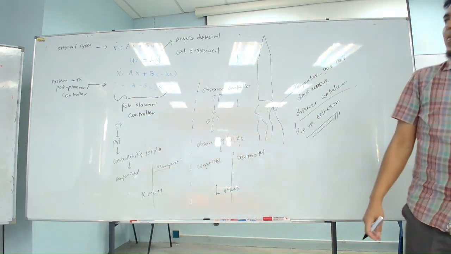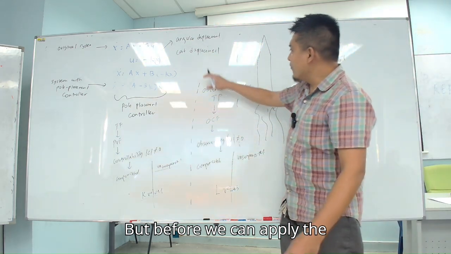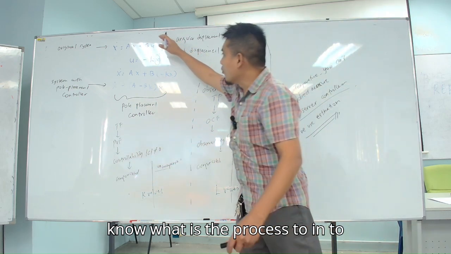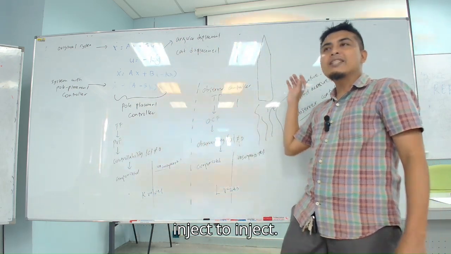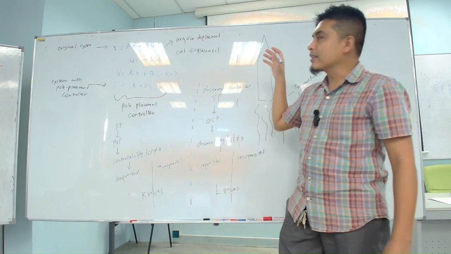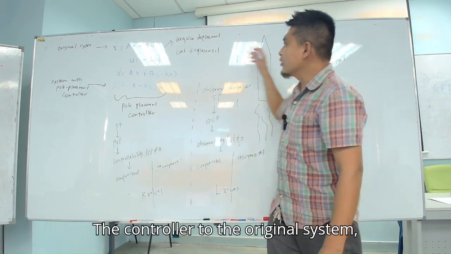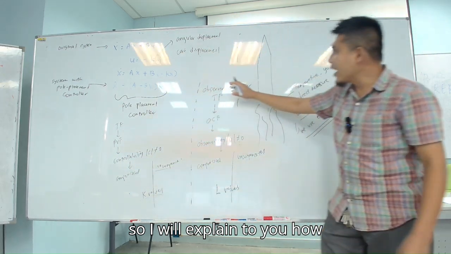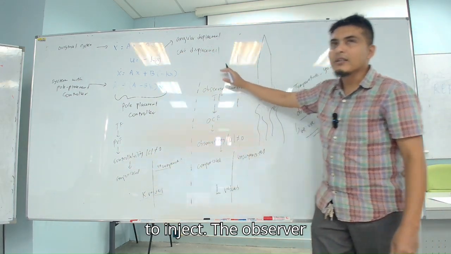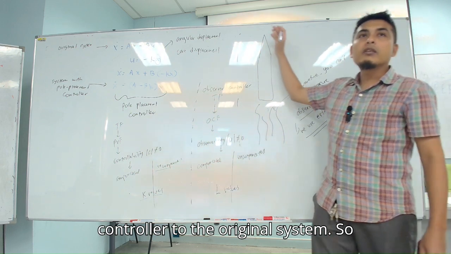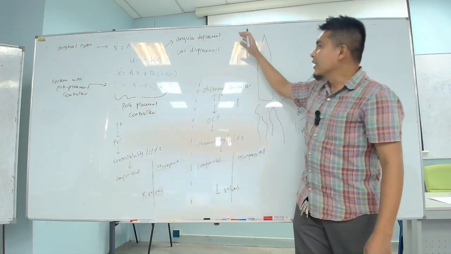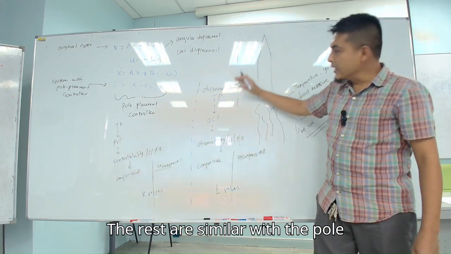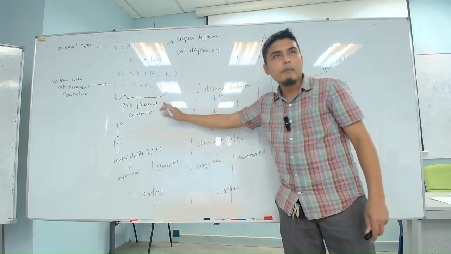Easy, right? But before we can apply the observer controller, we must know the process to inject the controller into the original system. So I will explain to you how to inject the observer controller into the original system. Only this part is different. The rest are similar to the pole placement controller.